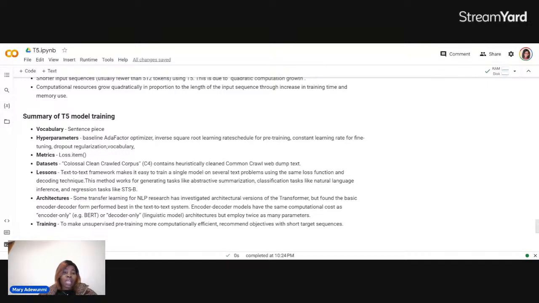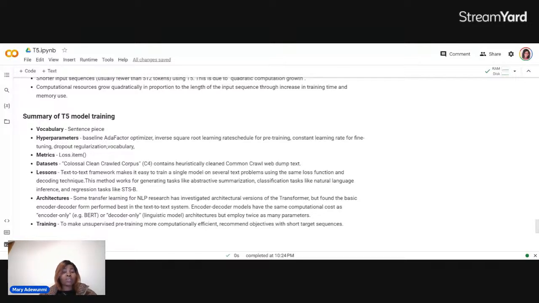So metrics, like you've been saying, that's what you use for measuring the accuracy. Data set, yes, the initial data set was the Colossal Clean Crawled Corpus, that's C4, which contains some dirty language and some others. It's just a web dump, really.